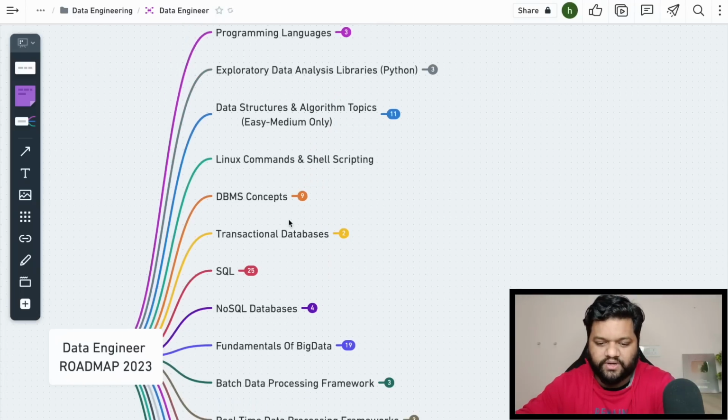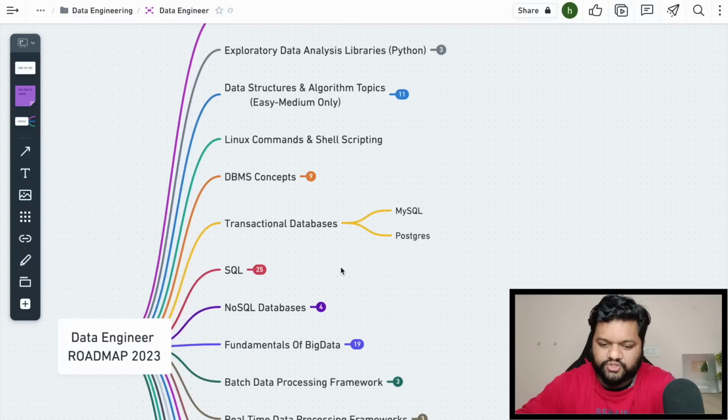Moving on to the next one, the transactional databases. In the industry, these are the two things which are really popular: MySQL and Postgres, the two most popular transactional databases, you can say. So if you are starting with this one, try to pick any of them.